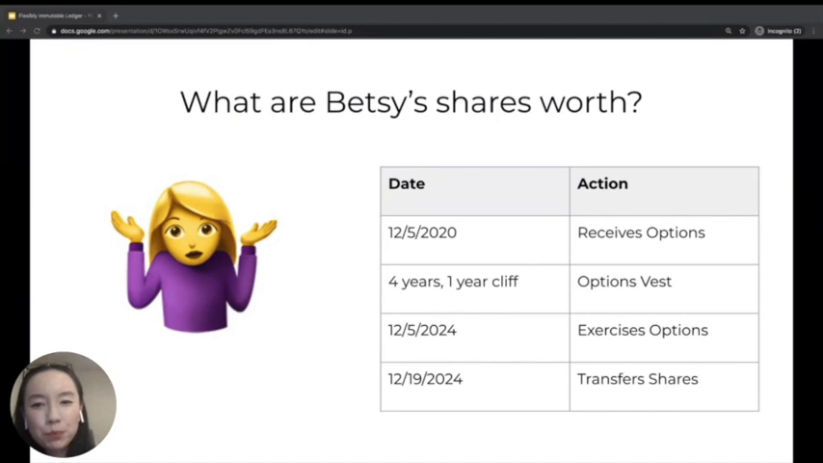So Betsy has some pretty simple questions. How many shares of the company do I actually own? How much are these shares worth? What happens if the company does another round of funding? How do I model all of that? And then for the company, Betsy is also just one shareholder. There are many other employees like Betsy who want to ask the same questions, and employees can also leave and rejoin a company, complicating the data model that you have to manage.